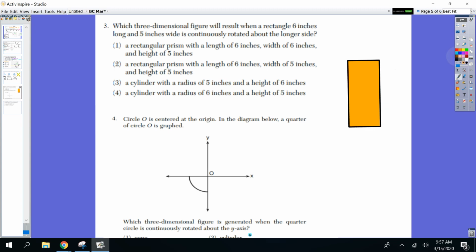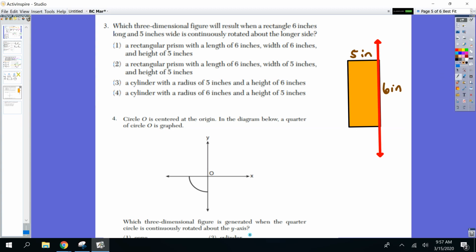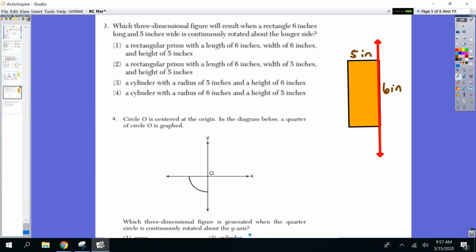Okay, so 6 inches long, 5 inches wide, and it says we are going to continuously rotate it about the longer side. The longer side we know is 6, so I'm going to rotate it around this side right there. And what am I going to end up with? Well, when we did this before, on the previous one, we know we're going to end up with a cylinder. So I can automatically get rid of 2 and 1.